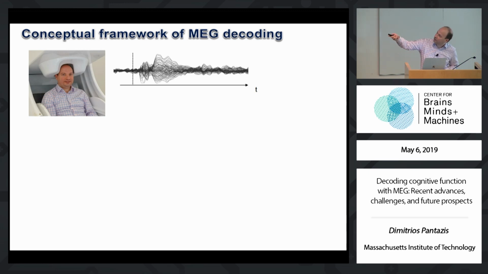I show here, overlaid on the same axis, 306 time series because our instrument has 306 sensors of magnetic fields. Shortly after the onset of a visual stimulus, indicated by the dashed line, we see deflections of magnetic lines. And at every millisecond, for example here at 100 milliseconds, we capture the topography of magnetic fields emitted from the human head. And this constitutes a pattern, a time-resolved pattern.